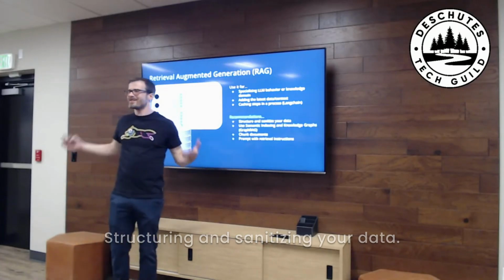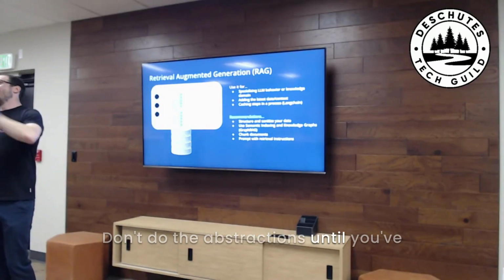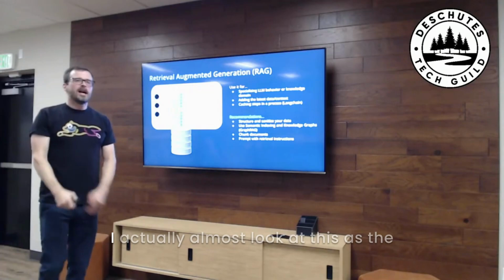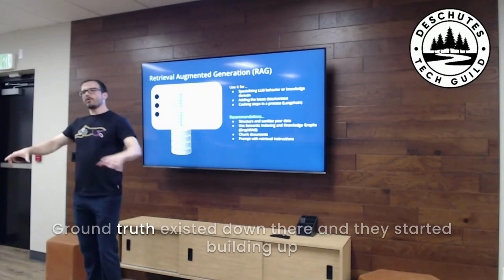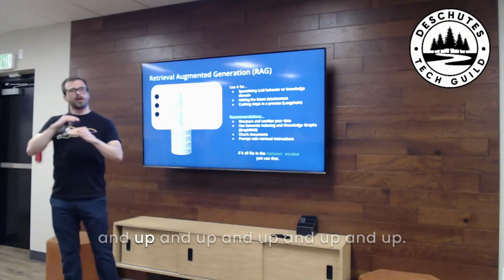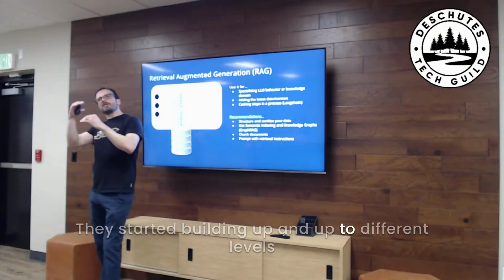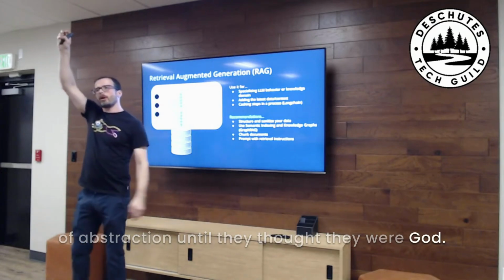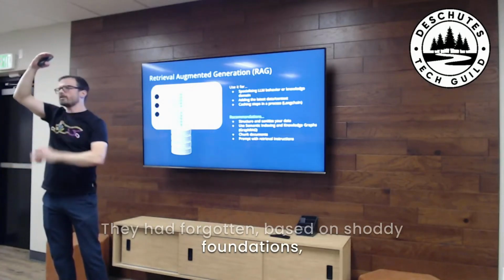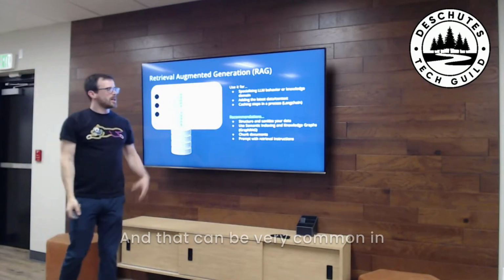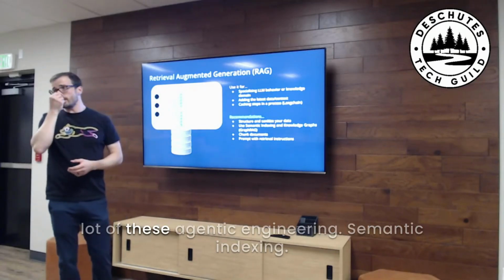Structuring and sanitizing your data. It's all about the data. It's all about the ground truth. Don't do the abstractions until you've kept your house in order. I actually almost look at this as the story of the Tower of Babel, right? Ground truth existed down there, and they started building up and up and up to different levels of abstraction until they thought they were God, and then everything crumbled apart. They had forgotten, based on shoddy foundations, what the actual ground truth was. And that can be very common in large language models, and frankly, in a lot of this agentic engineering.